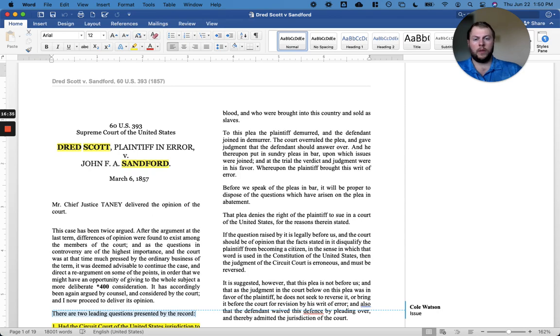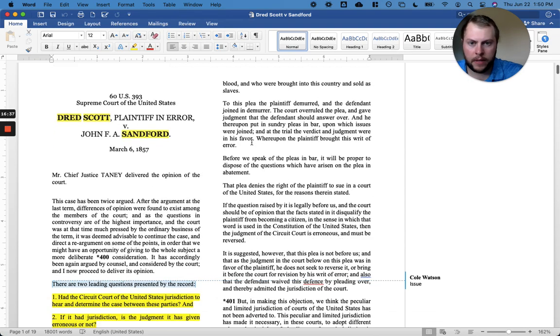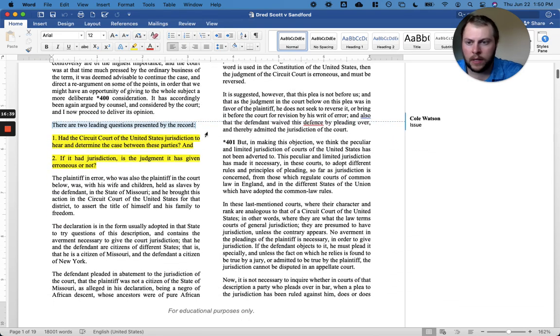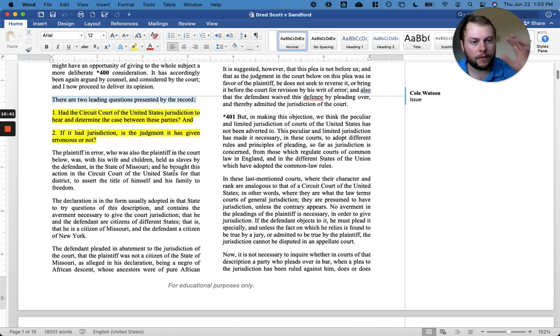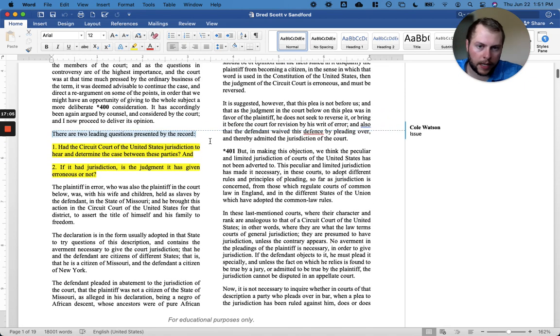The issue before the case is twofold. And again, I love when the opinions tee this up for us. The two leading questions presented by the record: one, had the circuit court, the inferior court, the lower court of the United States jurisdiction to hear and determine the case between these parties? So could they even hear it? Was it even proper to be before them? And two, if it had jurisdiction, is the judgment given erroneous or not?